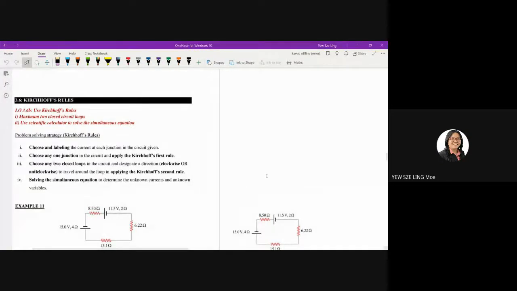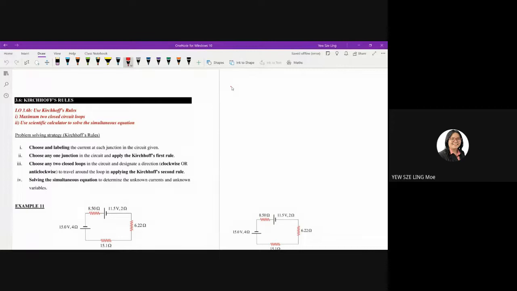Okay, so 3.6 Kirchhoff's law. For Kirchhoff's law, there are two rules that we have to know. The first one is Kirchhoff's First Law, and the second one is Kirchhoff's Second Law. When it comes to these two laws, the first thing you need to know is the equations.